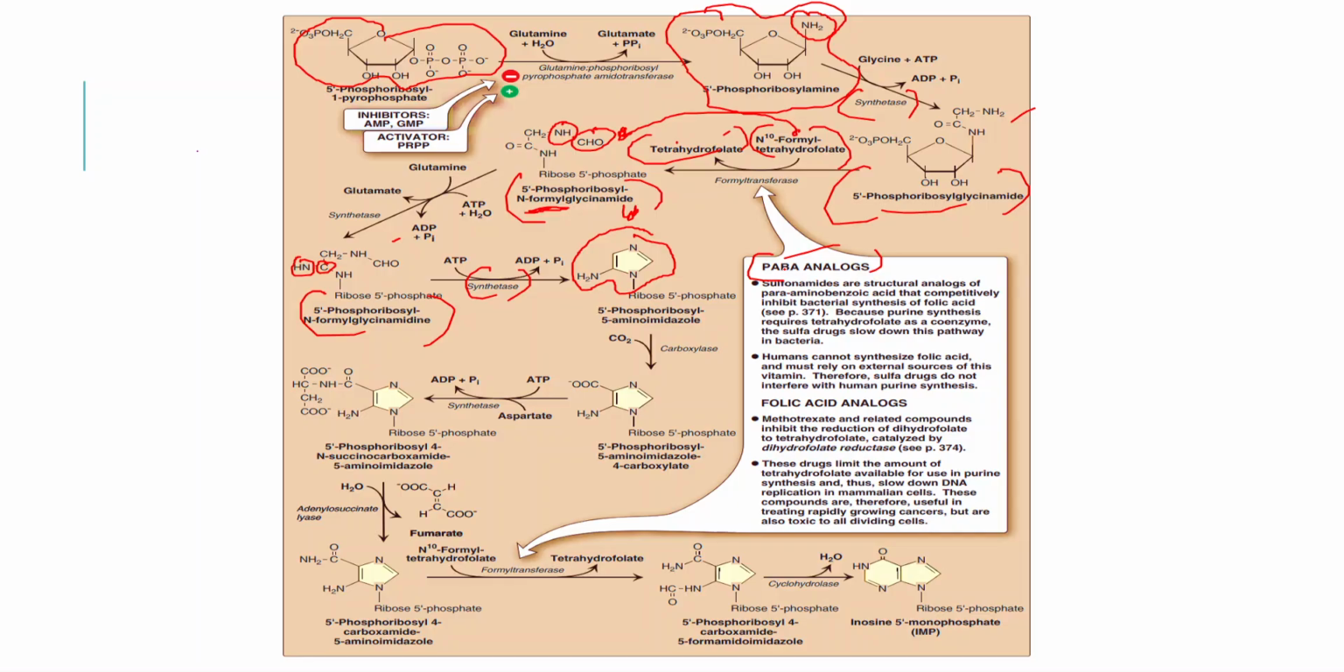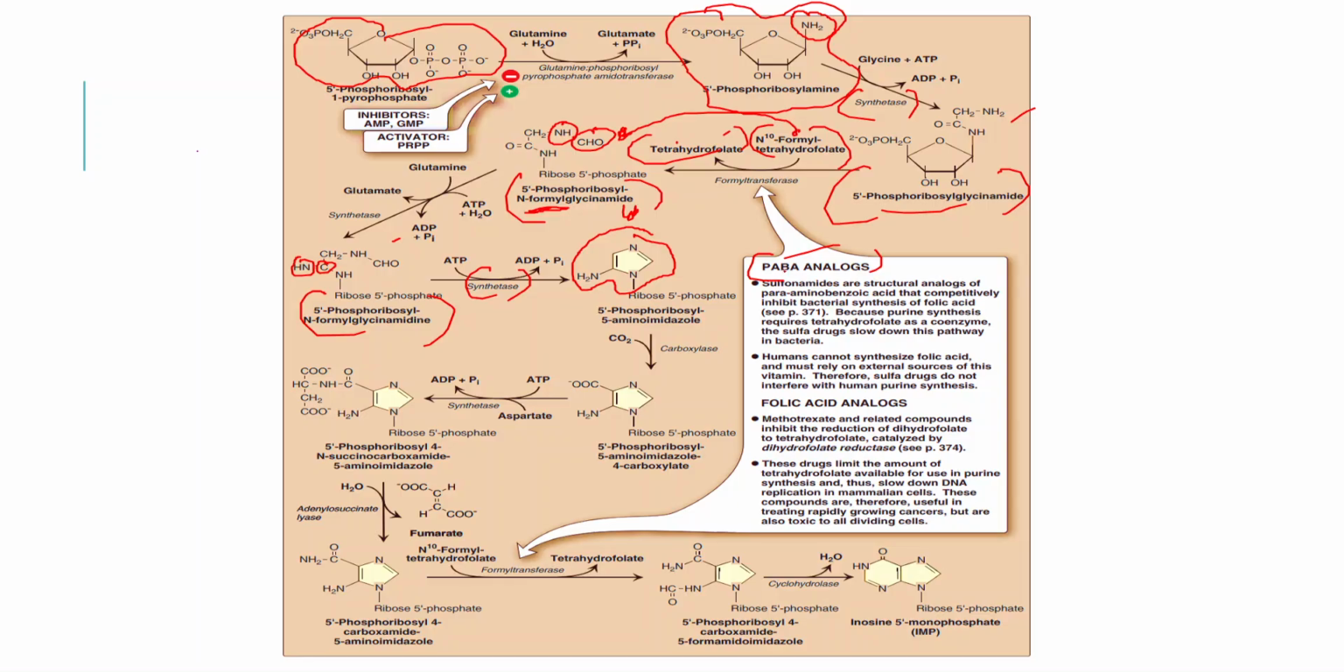Okay, so using methotrexate, which is a dihydrofolate reductase analog, these antibacterial compounds will inhibit the purine synthetic pathways. Okay, so these are the PB analogs, which have a major role in the pharmaceutical industries to control bacterial infections.